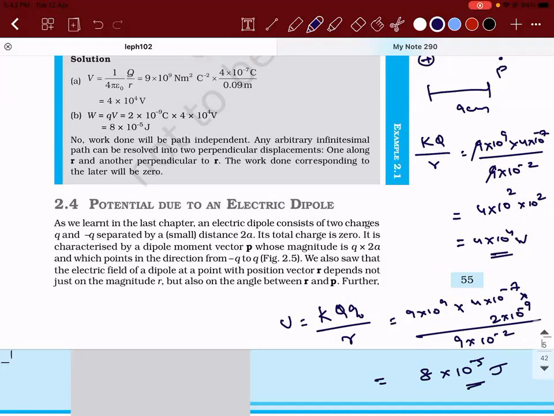I'll tell you how I got that value. Did you understand what I did here? KQ divided by R is what we calculated in the previous step. That is the potential. So the potential multiplied with the charge that you're trying to move will give you the amount of work done. That's it. So next time onwards, if they have given you the potential due to a particular charge and another charge is being moved, multiply both to find the work done. I think this is simple, right?